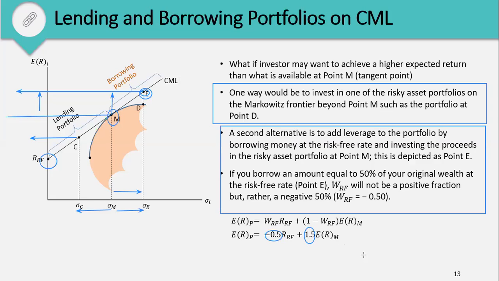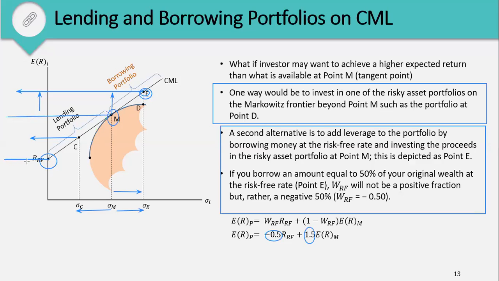For example, if I have 100 rupees, I am going to borrow another 50%. That means 50 rupees from outside. That means I have altogether 150 rupees with me to invest. That 150 rupees I am going to invest in the market portfolio, and that will give me the expected return of point E, not the expected return of the market portfolio, because I get the premium here.